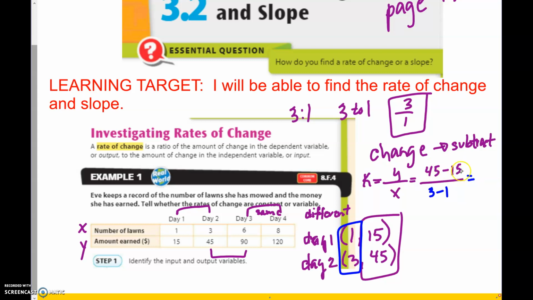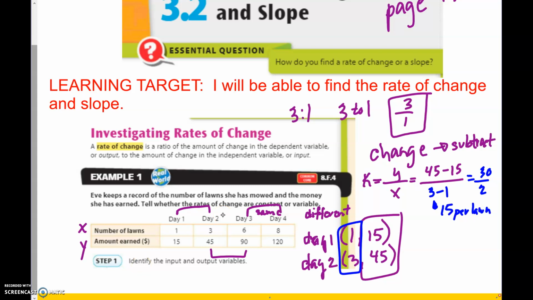So 45 minus 15 looks like it's going to be 30. And 3 minus 1 is 2. So 30 divided by 2 comes out to be $15 per lawn. Okay, so from day 1 to day 2, that was $15 per lawn.